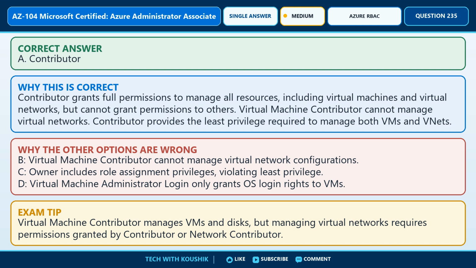B. Virtual Machine Contributor cannot manage virtual network configurations. C. Owner includes role assignment privileges, violating least privilege. D. Virtual Machine Administrator Login only grants OS login rights to virtual machines. The key takeaway is Virtual Machine Contributor manages virtual machines and disks, but managing virtual networks requires permissions granted by Contributor or Network Contributor.